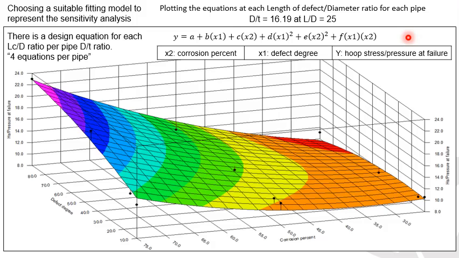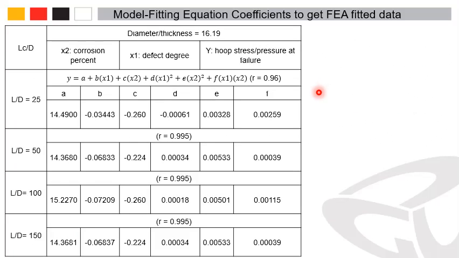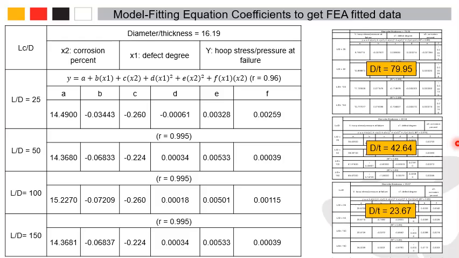In order to create a design equation, I had to find a fitting model to be used for the parametric study. So here we have a fitting model for diameter to thickness 16.9 at length of corrosion to diameter of 25. So I have a design equation for each length to diameter ratio for each pipe. So there are four equations for each pipe size. These are the fitting models for other pipe sizes. And finally, A, B, C, D, E, and F are the model fitting coefficients, where X1 and X2 are the defect angle and corrosion percent, respectively, while Y is the failure pressure. And the other pipes also, I obtained their model fitting coefficients.